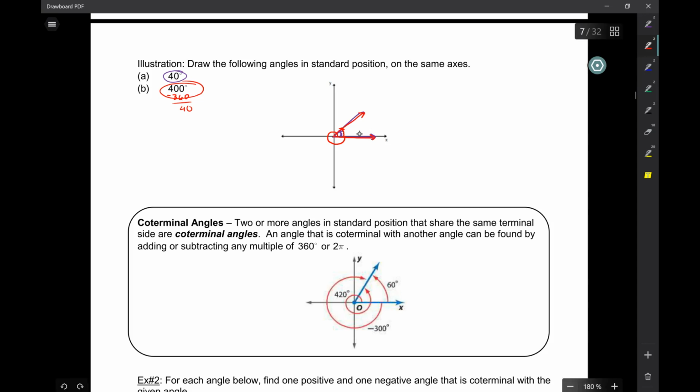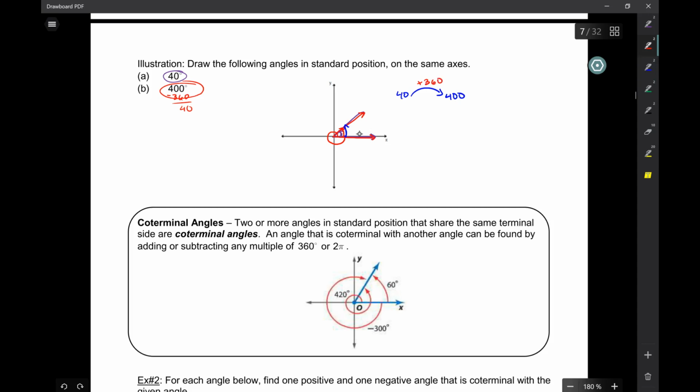The 40-degree angle and the 400-degree angle. If I take away those spirals, they're essentially identical angles. They're the same exact angles, right? So what does that mean? How did that happen? Well, because I had gone 40 degrees, and then from the 40, how much more did I need to go in order to make it 400?